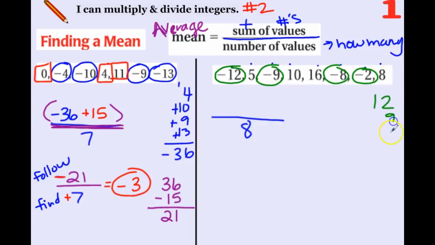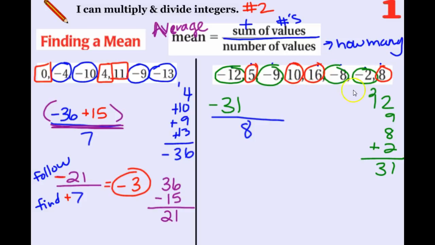So 12, 9, 8, and 2, we're adding all of those up. Well, 8 plus 2 is 10, plus 9 is 19, 20, and 21. Then we have 2 plus 1 is 3. So we have a 31. They were all negatives. And then we have 5 plus 10 plus 16 plus 8. So we're going to add all those up. 5, 10, 16, 8. 6 plus 8 is 14. 14 plus 5 more is 19. 1 plus 1 plus 1 is 3. So we have plus 39.